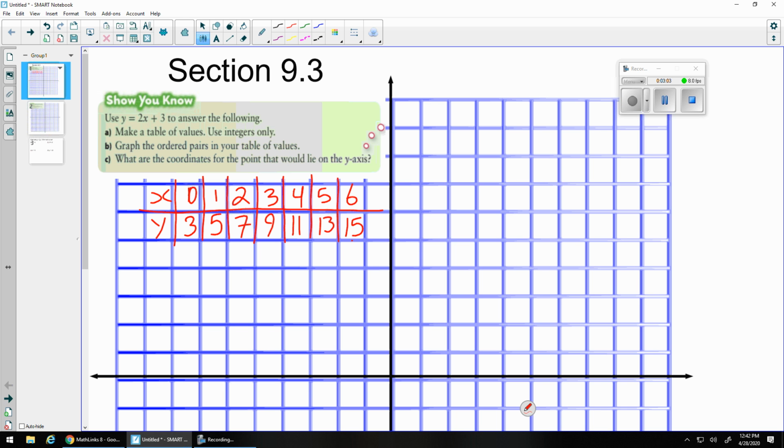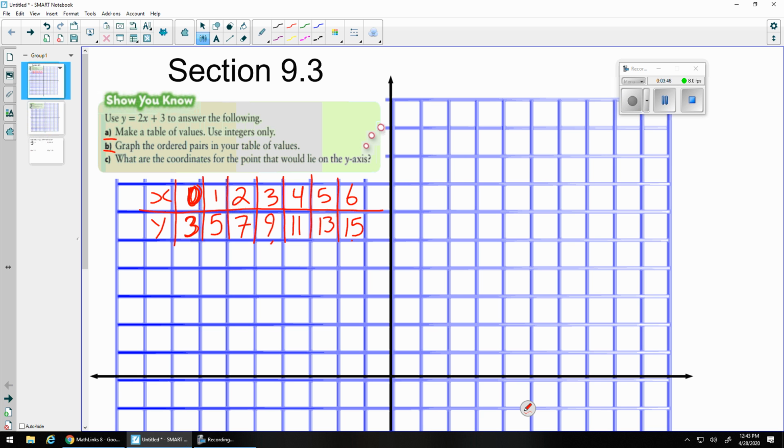So you can have a table of values and use it to find the equation. You can also have an equation and use it to make a table of values. So you can go either way. We notice that y is going up by 2 each time. And when x is equal to 0, y is equal to 3, which gives us our constant, the fact that we're adding 3. That it's going up by 2 each time means that you're multiplying by 2. That's how we could have found that equation if we only had the table of values. Okay, so that was A, we made the table of values.